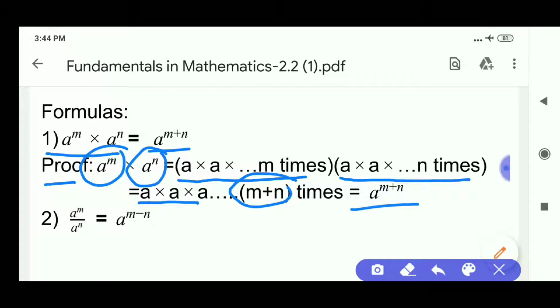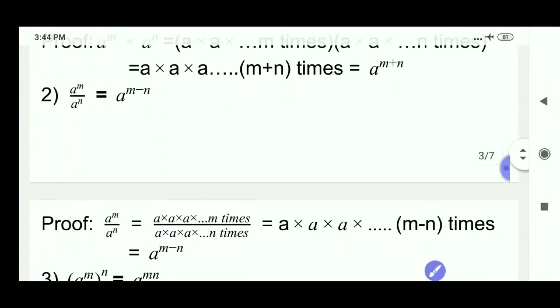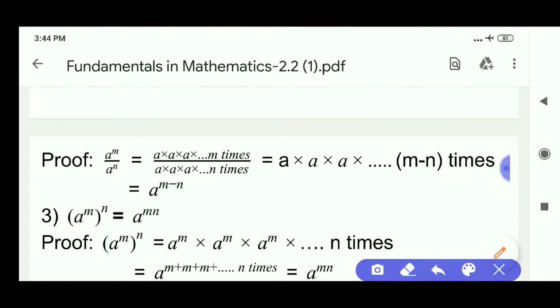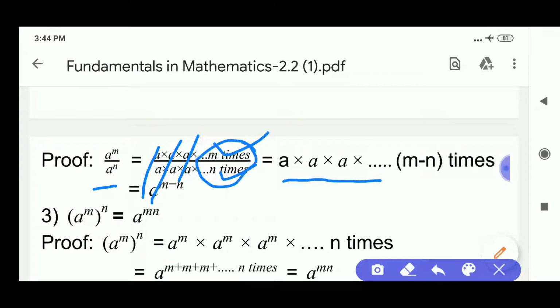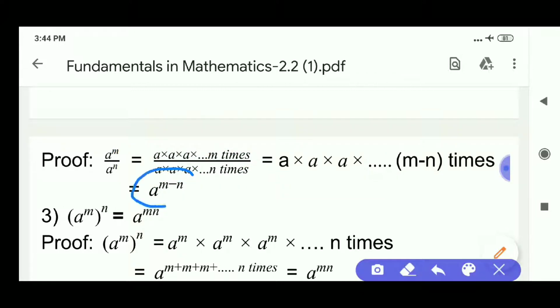Now second formula, a power m by a power n is a power m minus n. Let us go into the proof. A power m by a power n equals, in numerator it is a into m times, by in denominator a into n times. In simplification we get a into m minus n times. So it is a power m minus n.